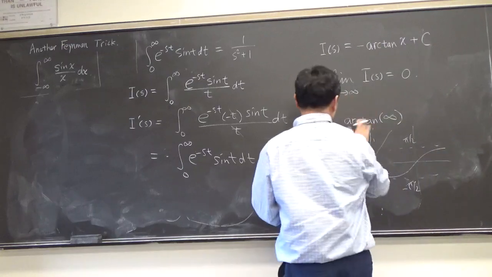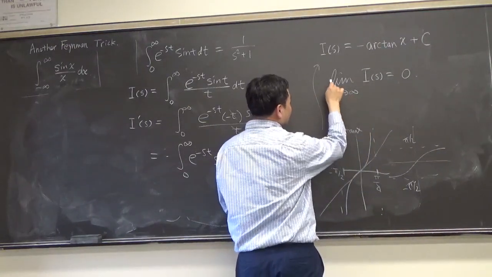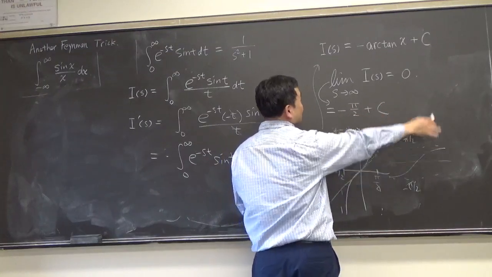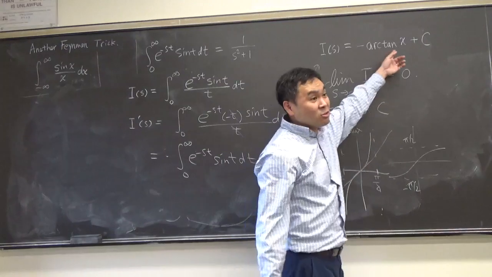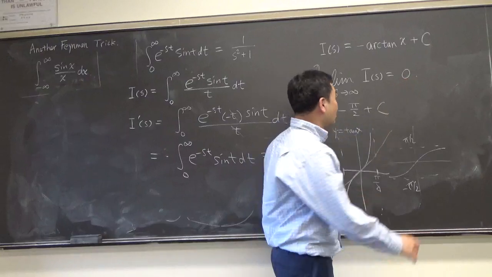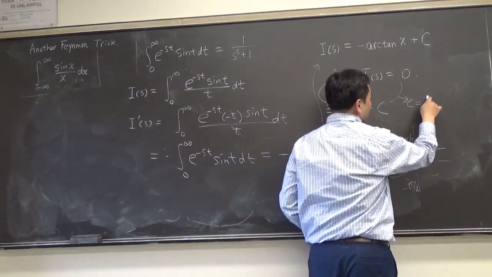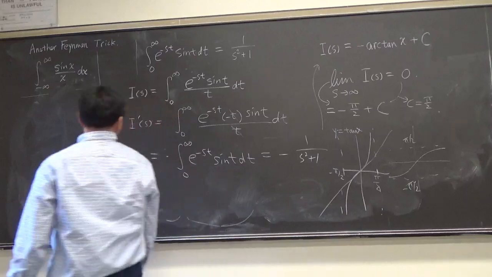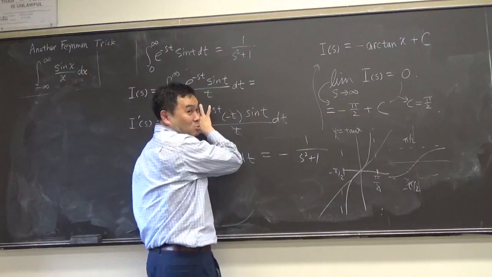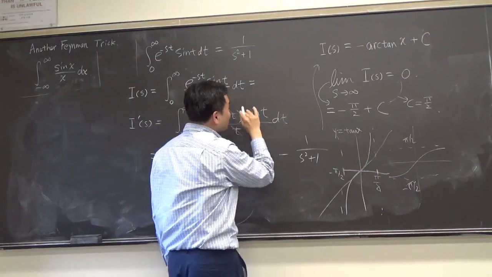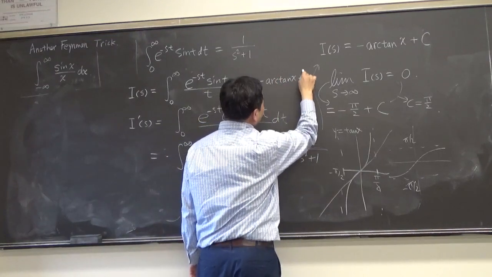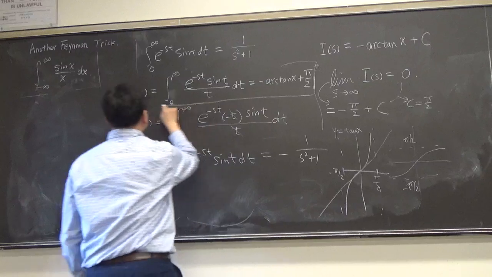So this would be equal to negative pi over 2 plus c, because if you send s to infinity, arctangent of infinity is pi over 2. You get negative pi over 2 plus c, which has to equal 0. So c equals pi over 2. Now we know that this unknown thing, which looked really complicated, actually has a closed form: negative arctan of s plus pi over 2. That's the result that we got.